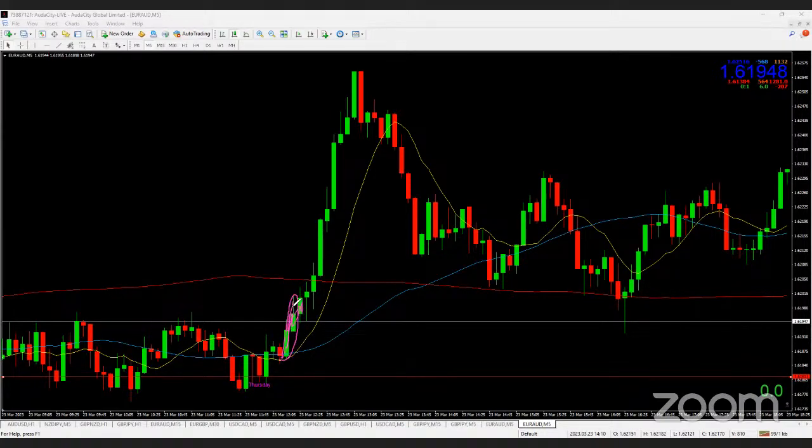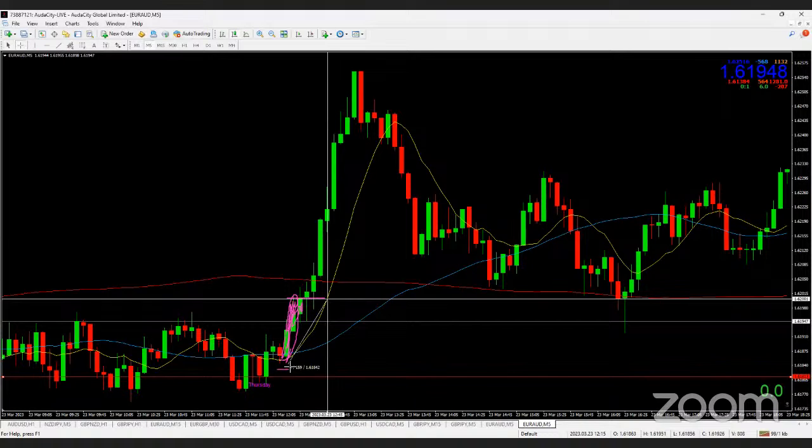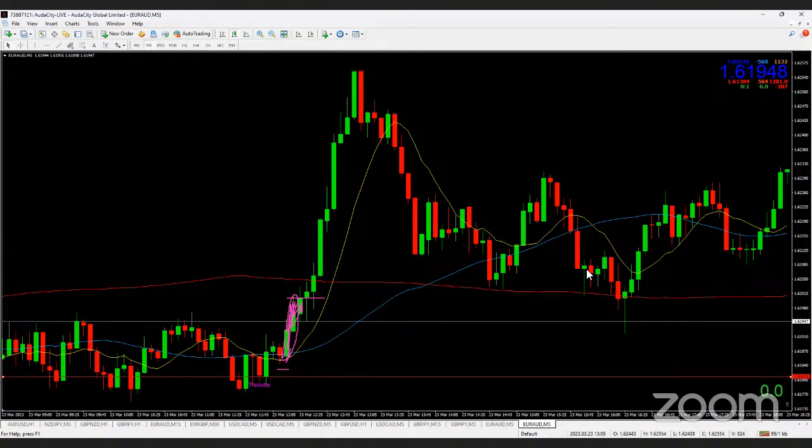Take it as one big candle, and then enter here, put your stop loss here, which is like 15 pips, and of course you got a lot more. Wow, that's huge. So 15 pips for about 50-something pips.